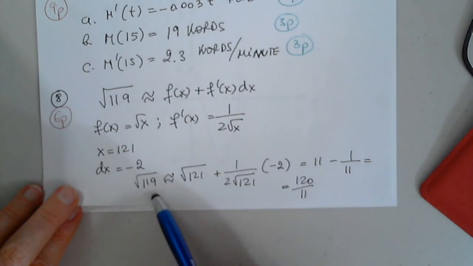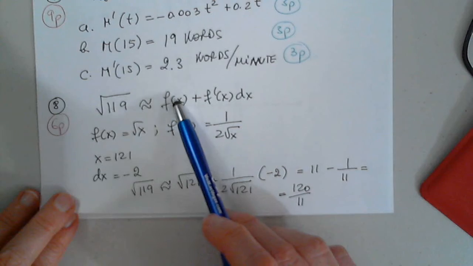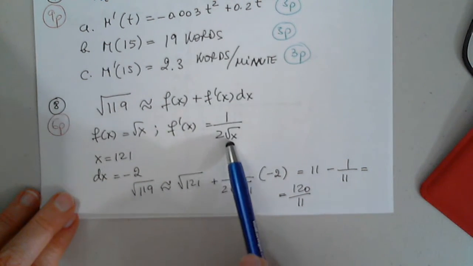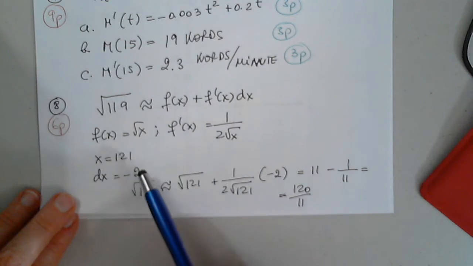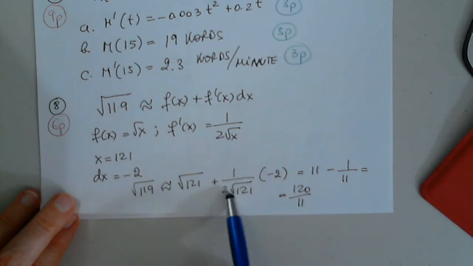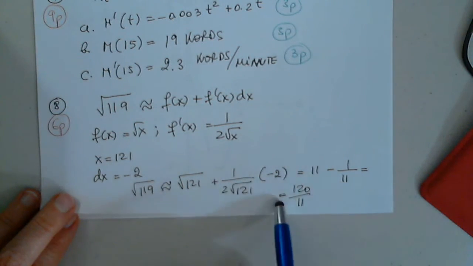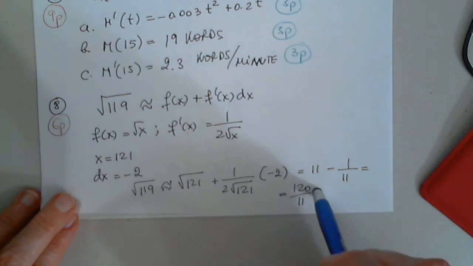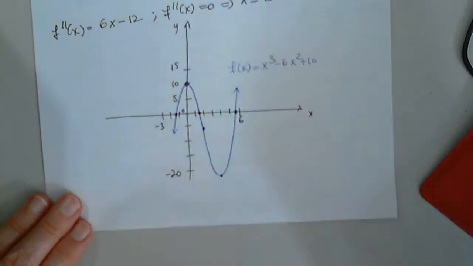So then the square root of 119 is approximately the square root of 121 plus 1 over 2 the square root of 121, times dx, which is negative 2. So this is 11, this is 1 over 11, but the 2s go away by simplification, minus 1 over 11. So 121 minus 1 is 120 over 11, and that's final. I don't need to do anything else here.